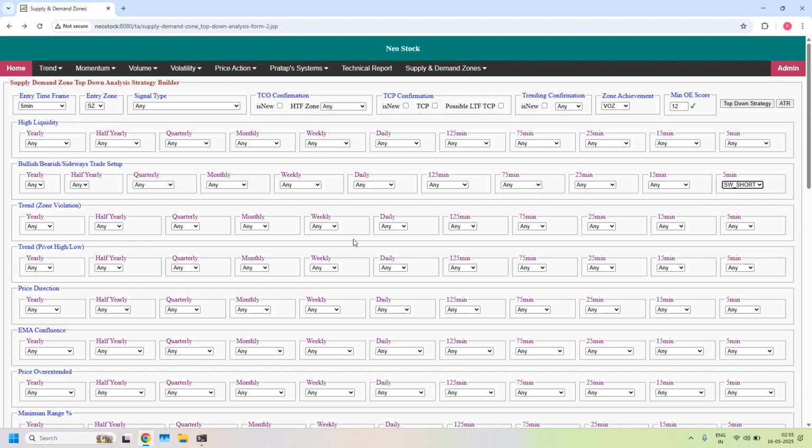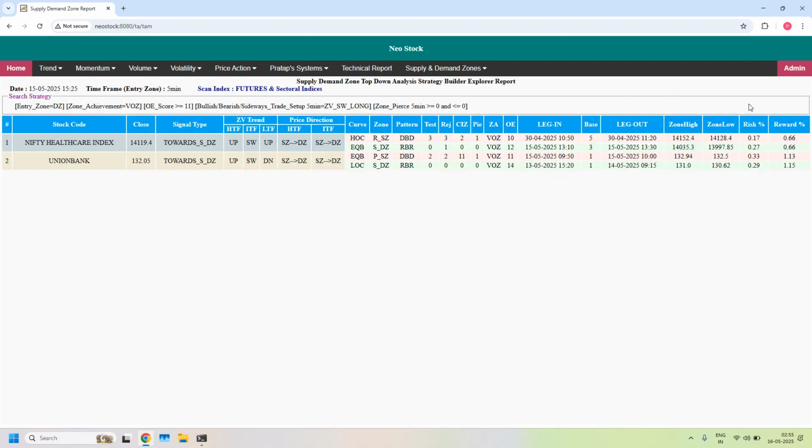The remaining filters are the same, but one mistake I made earlier: the minimum odd enhanced score should be 11. So let me regenerate. Selecting demand zone. Here I am selecting sideways long. The same stocks are filtered, both the stocks, because they have OE score 12 and 14. Good.